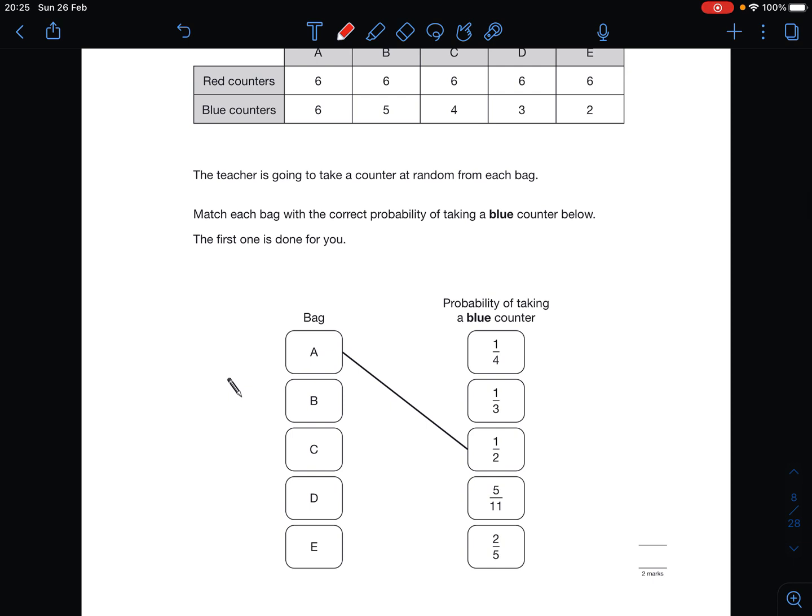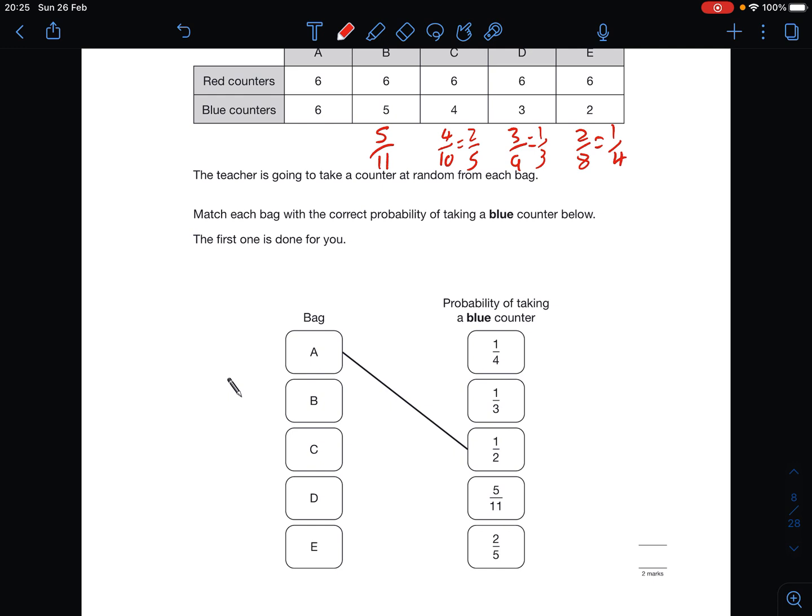What I'd recommend, we're looking for the probability of counters of blue. So this is 5 over 11. This one is 4 over 10, which can be simplified to 2 over 5. This one is 3 out of 9, which is 1/3. And this one is 2 over 8, which is 1/4.